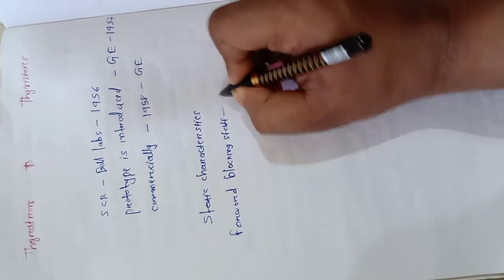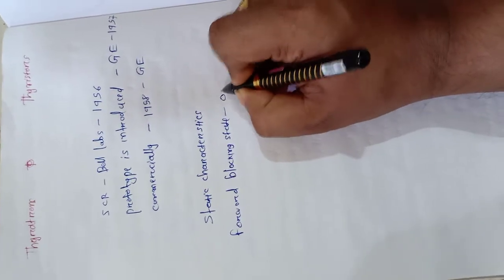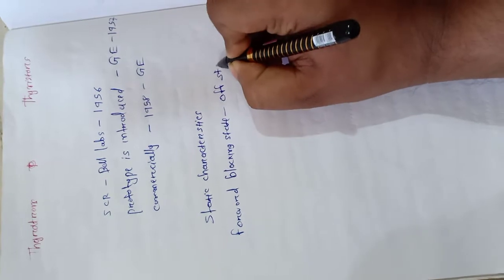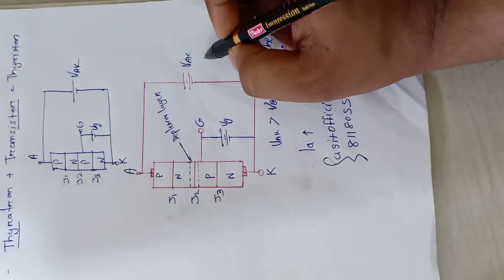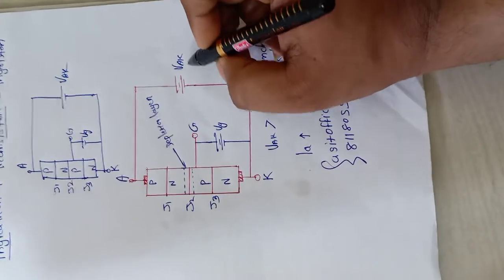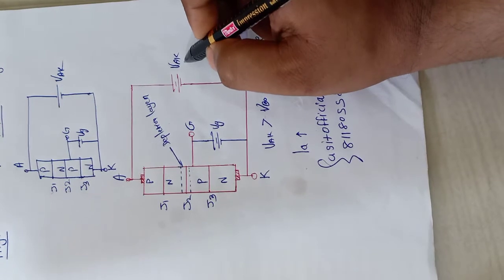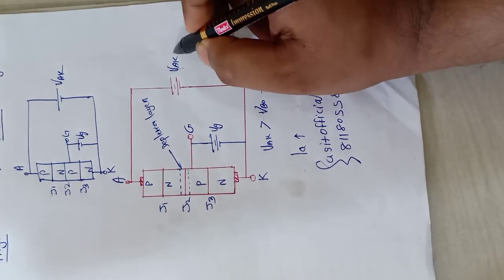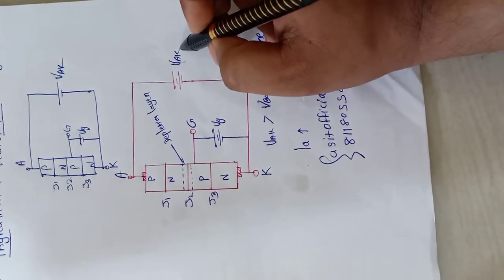the off state of a SCR. Why off state? Because in the forward blocking state, हम लोग एक anode to cathode voltage इधर apply करते हैं through battery. So what is the anode to cathode voltage? This is denoted as VAK.